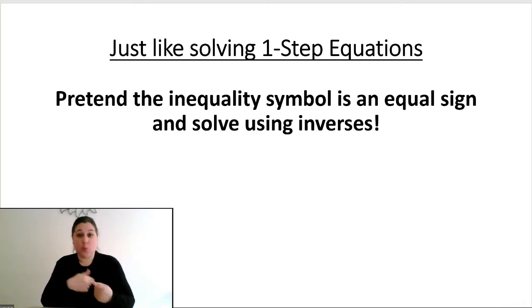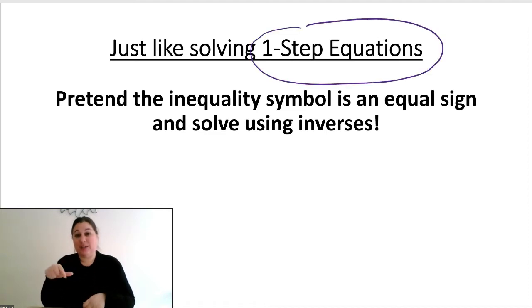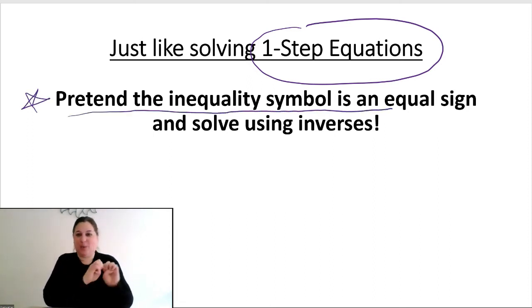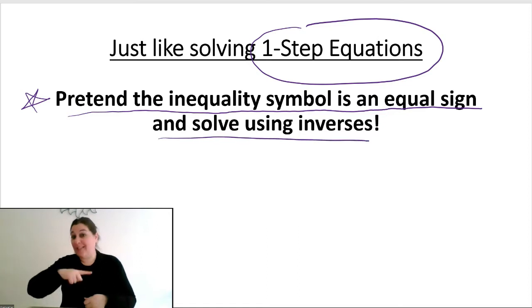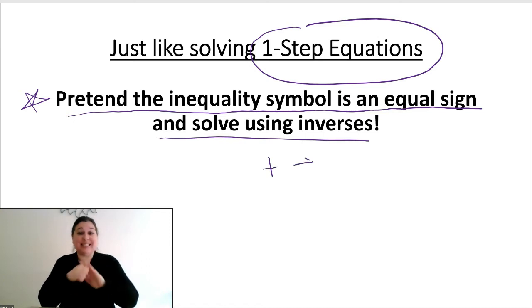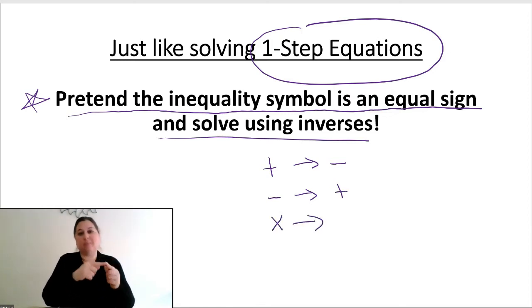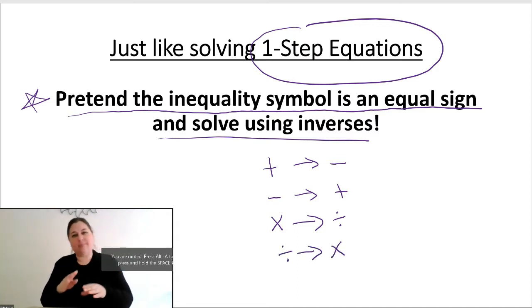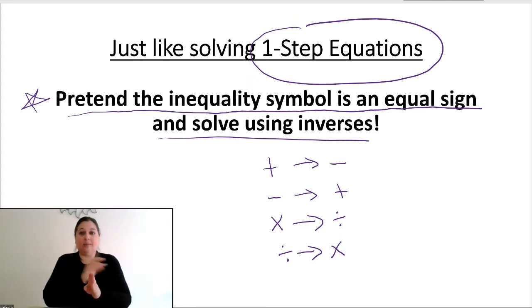When we are solving one-step inequalities, it's just like solving one-step equations. All you do is pretend the inequality symbol is an equal sign and solve using inverses. If you see addition, do subtraction. If you see subtraction, do addition. If you see multiplication, do division. And if you see division, do multiplication. And remember, whatever you do to one side, you have to do to the other side.